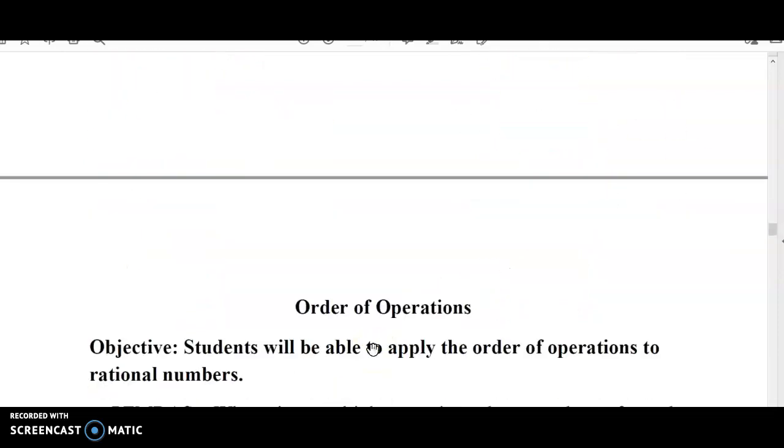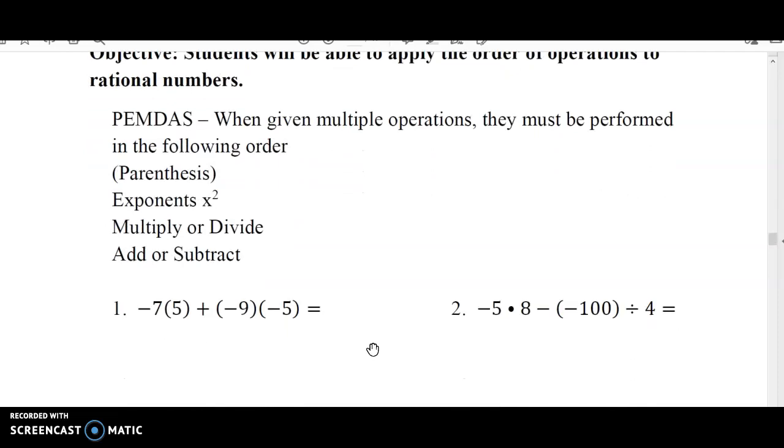The next thing we're going to look at is order of operations. So PEMDAS, please excuse my dear Aunt Sally. When given multiple operations, they have to be performed in that order. If they were not performed in the same order, if I just said, I'm going to go left to right, and somebody else said, well, I'm going to do parentheses, exponents, multiply or divide, add or subtract, we're going to get totally different answers.